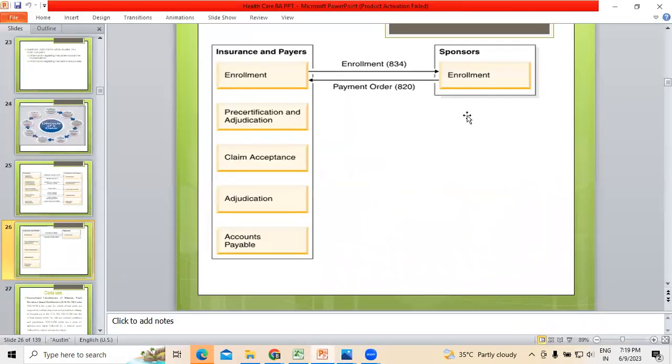Sponsor can be anyone. Sponsor may be a person who is getting enrolled, by the individual itself, or if a person is coming through an organization, that sponsor may be the organization. For example, on behalf of an employee, the employer is sponsoring healthcare benefits. Understood? Clear? So the enrollment process uses 834. In context to that, whatever payment order we have received is called 820.